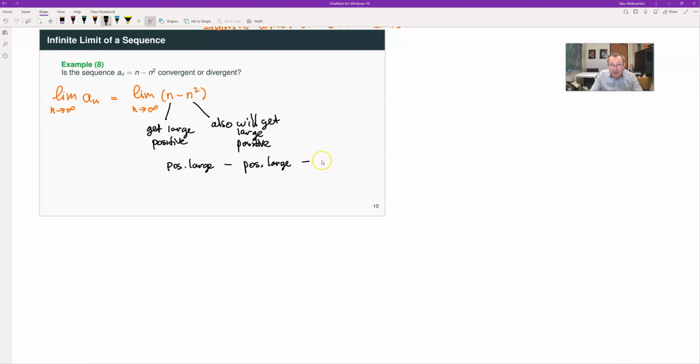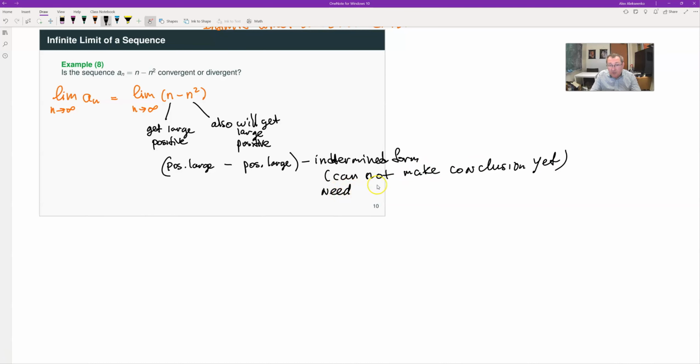In fact, mathematically, we consider that indeterminate. Indeterminate form meaning cannot make conclusion yet. And what does that mean? That means we need to do more research. We need to rewrite the statement in a slightly different form to make the trend obvious.